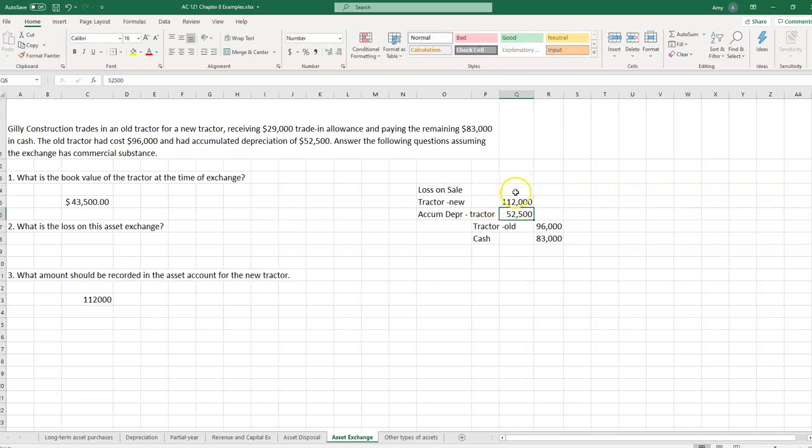Now we need to know our loss. Well, what is the loss on that? Well, it's the difference between our book value and what we were given for our trade-in allowance. So our book value minus the $29,000 trade-in allowance. So our loss was $14,500.